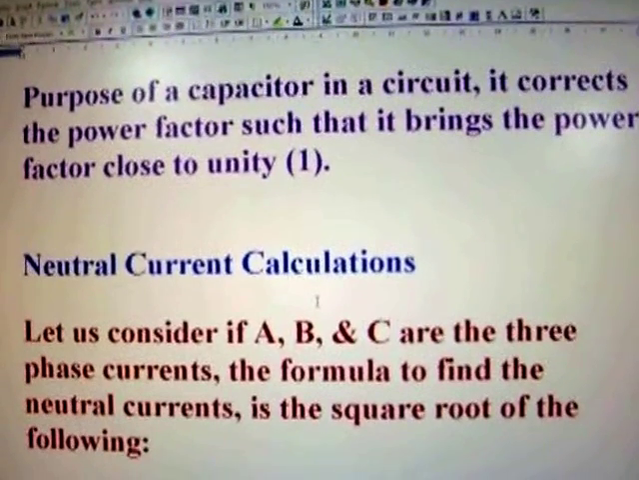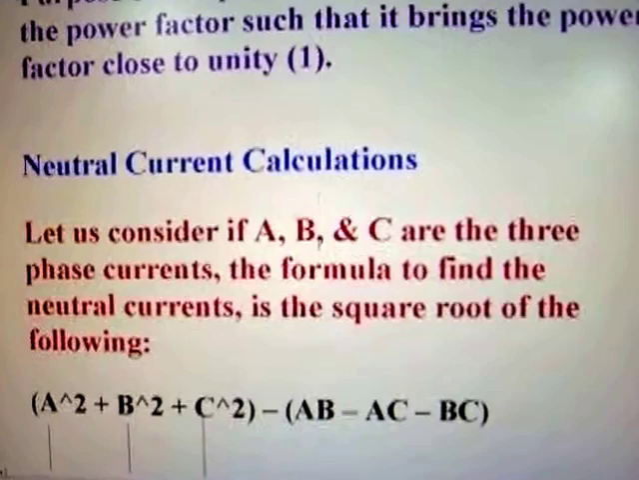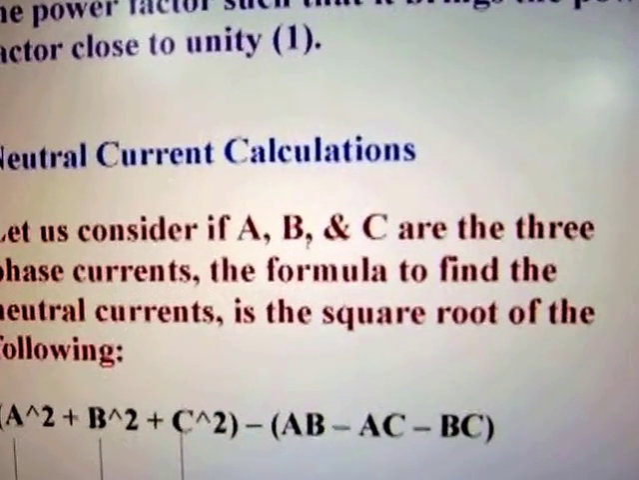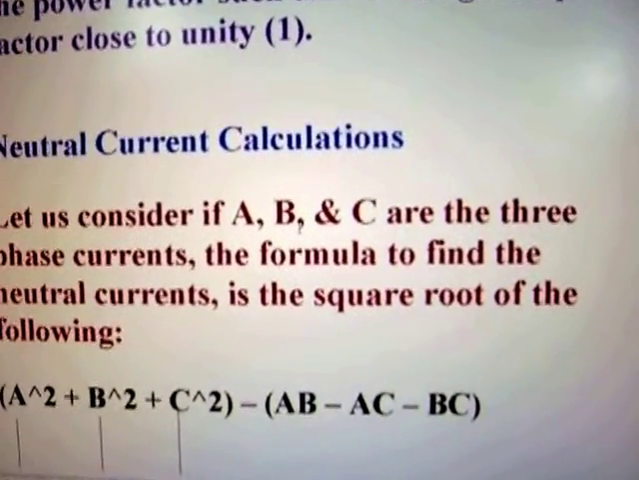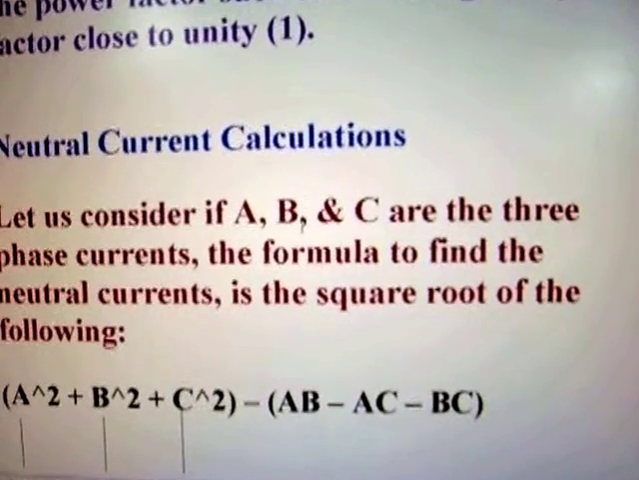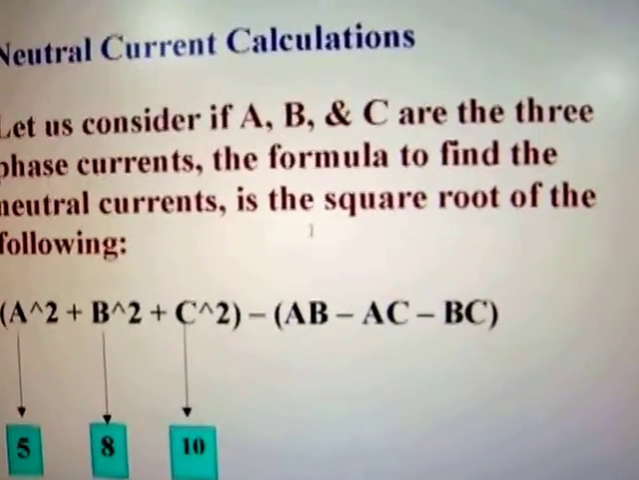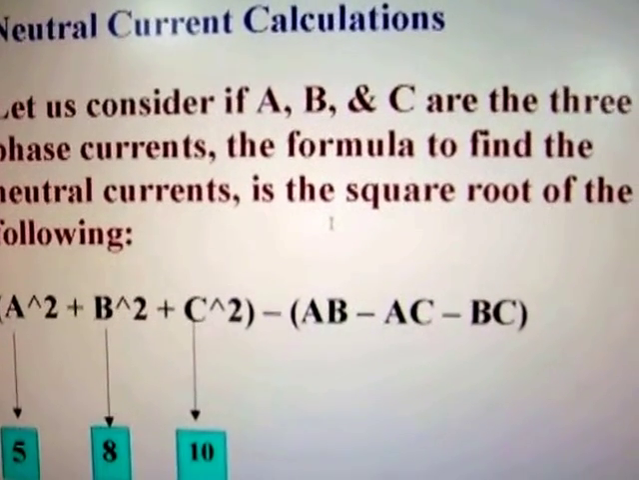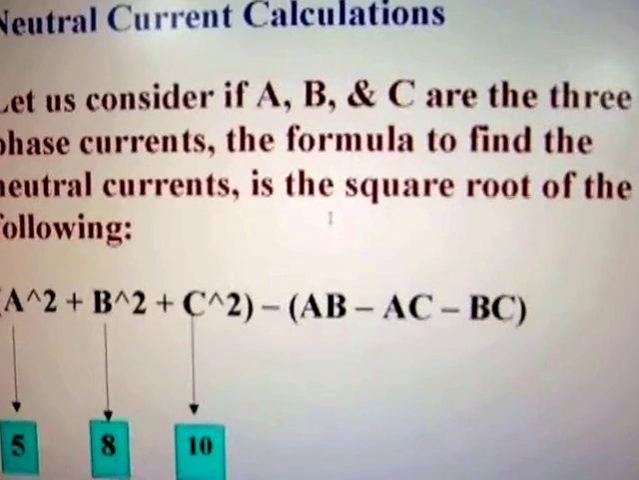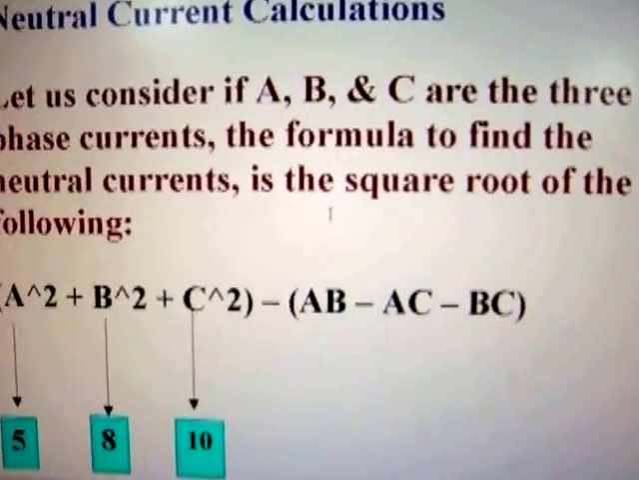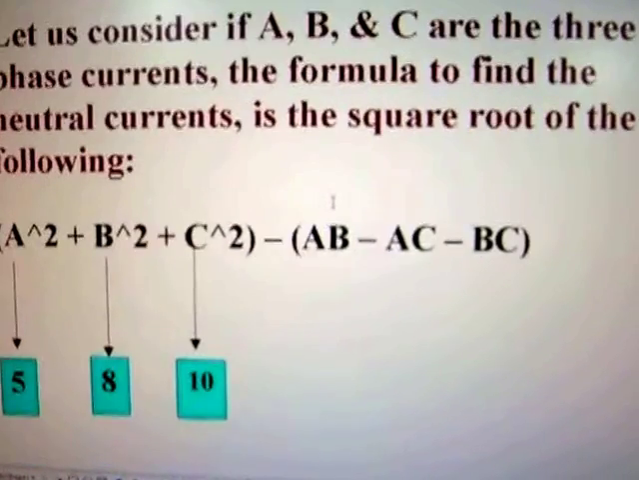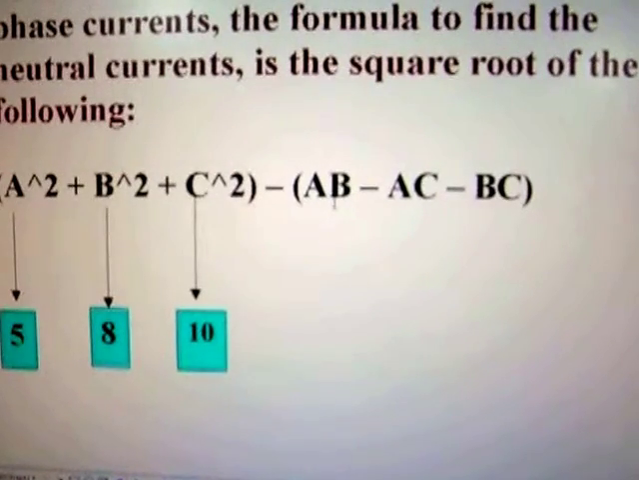Neutral current calculations. And all I'm doing here is giving you an example as to how to approach this. By all means, this is not the only example. Here we're looking at where A, B and C are the three phase currents. The formula to find the neutral current is the square root of the following: A squared plus B squared plus C squared.